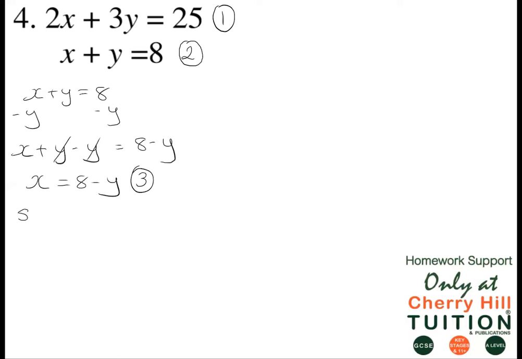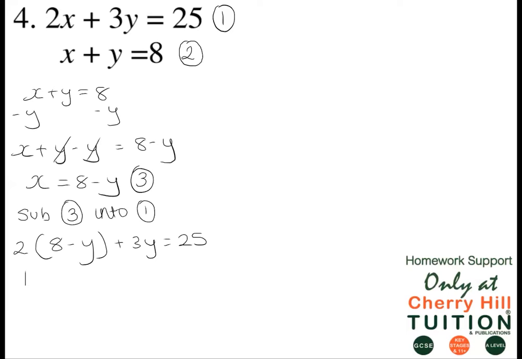Now I will substitute equation 3 into equation 1. So 2x, 2 multiplied by x, and x is 8 minus y, like we rearranged for, plus 3y is equal to 25. 2 multiplied by 8 is 16. 2 multiplied by minus y is minus 2y, plus 3y is equal to 25.